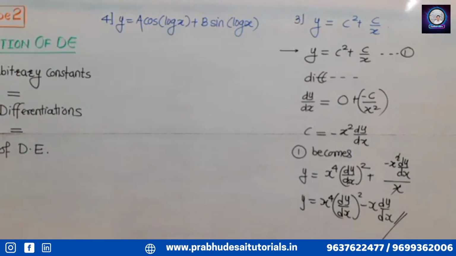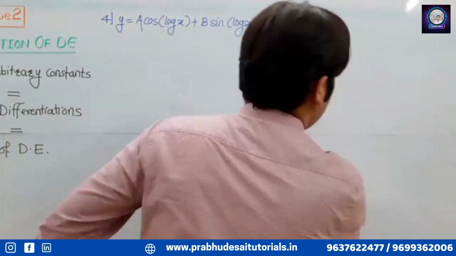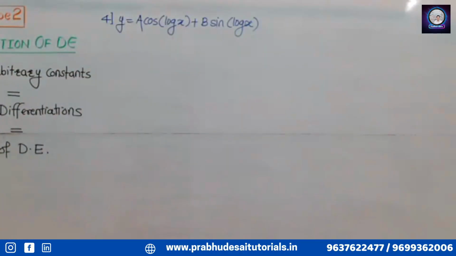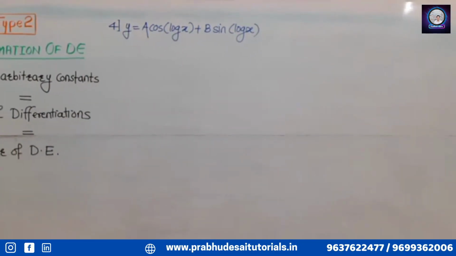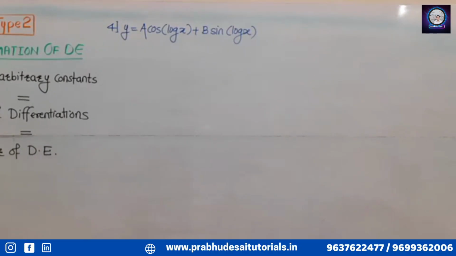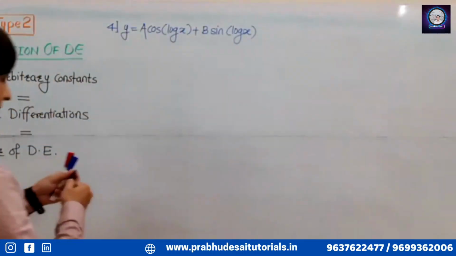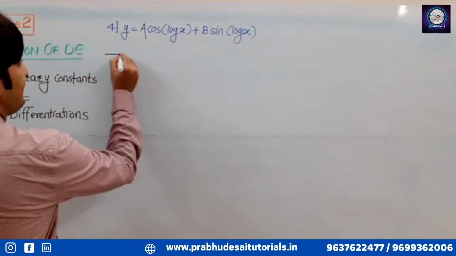Yes, let us move now to the 4th example, the important one. Tell me how many constants you find in the 4th one. 2 constants. That means differentiation twice. Correct? Differentiation twice. Check how. So I'll go for this like this.